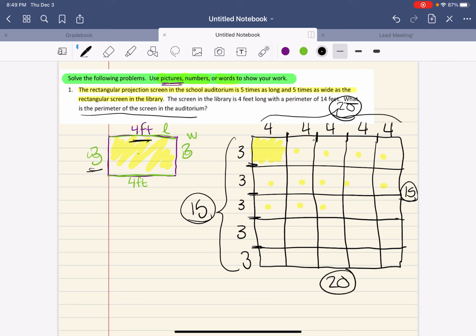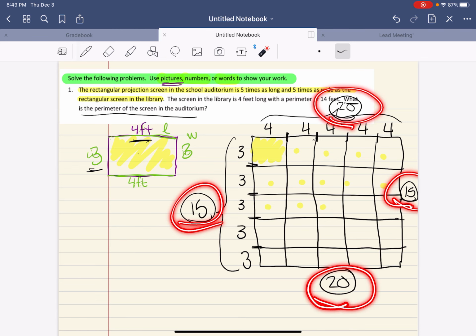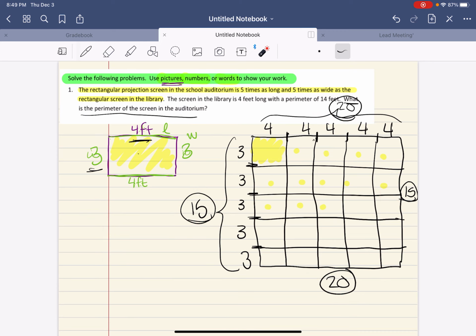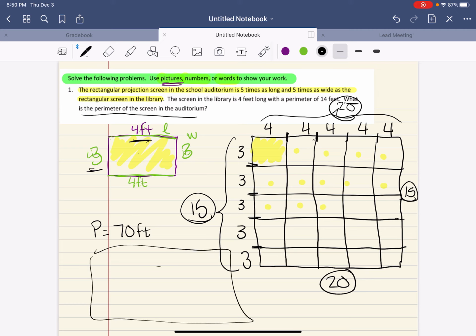Add those together. You end up with 15 plus 15 is 30, plus 20 is 50, plus 20 more is 70. Now, I expect you to show that work. I'm not doing it just for time's sake, but you should be able to write out that equation right here and show me how you know that the perimeter of the screen is 70 feet. Okay, and I expect to see a sentence stating the perimeter of the screen in the auditorium is 70 feet.